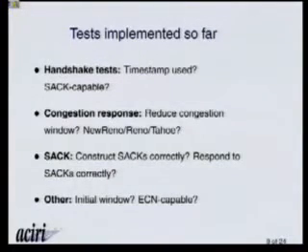Some of them are handshake tests: how many TCPs out there, for example, use timestamps? How many TCPs are SACK capable? How do TCPs respond to congestion or packet drops? Do they reduce their congestion window? Which exact flavor of congestion algorithm they use? NewReno, Reno, Tahoe. There have been several proposed variants.